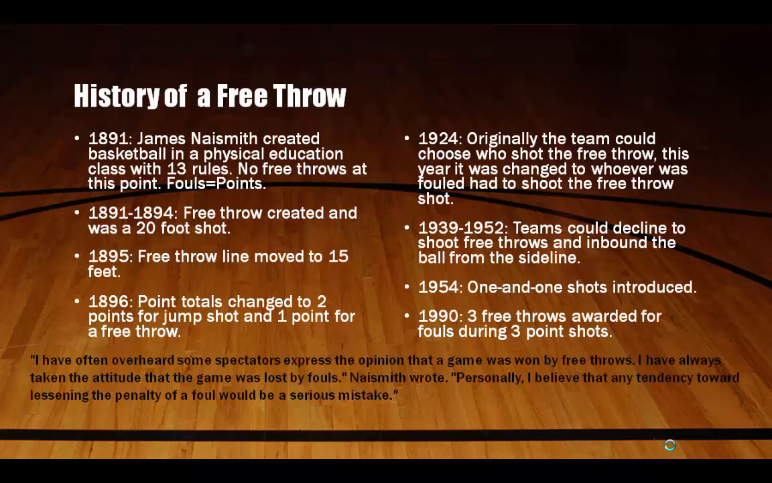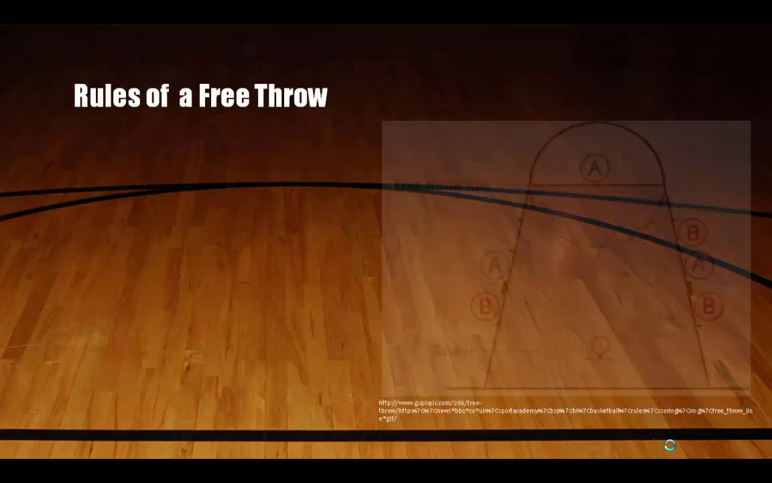Naismith wrote in his book, "I have often overheard some spectators express the opinion that a game was won by free throws. I have always taken the attitude that the game was lost by fouls. Personally, I believe that any tendency toward lessening the penalty of a foul would be a serious mistake." This quote emphasizes the importance of a free throw and the reason that this biomechanical analysis is essential.